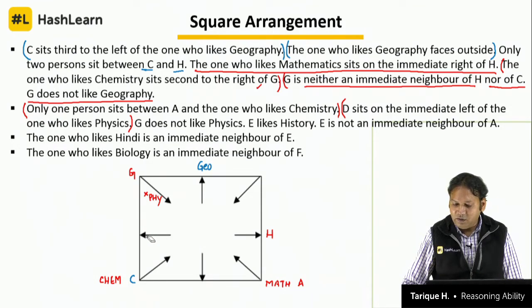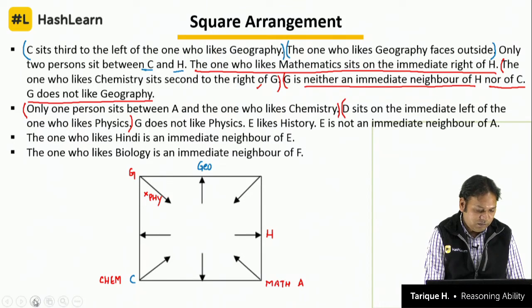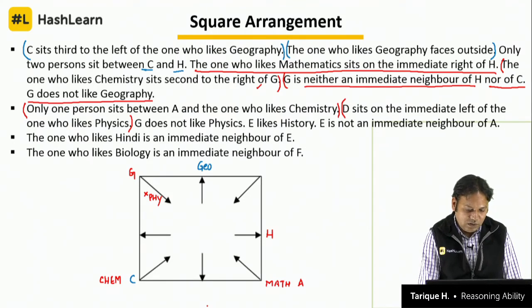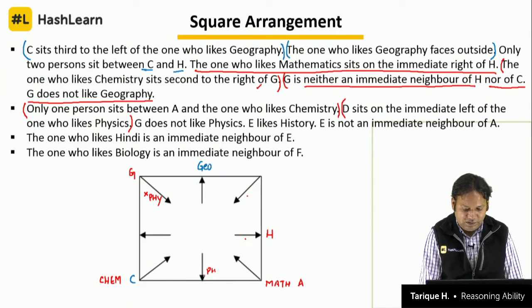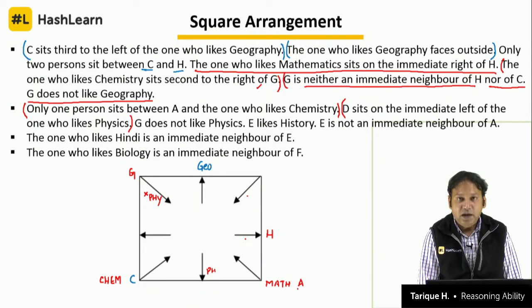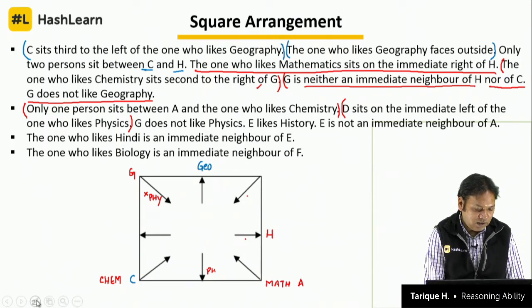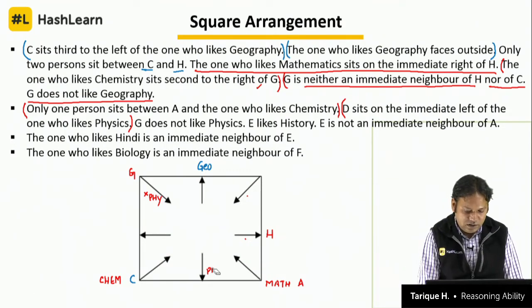So one by one we have to find out where a person can come and where a person cannot come. Okay, so now this place is already for chemistry. G does not like physics, so this is not physics, this is not physics, this is not physics. So there are only three positions for physics, 1, 2 and 3. If I take this as physics, is this possible or not? What is given to us? D sits on the immediate left of the one who likes physics. If this person is facing outside, this is D, but again that is not possible. So we will just remove this from the diagram. So this is not physics.